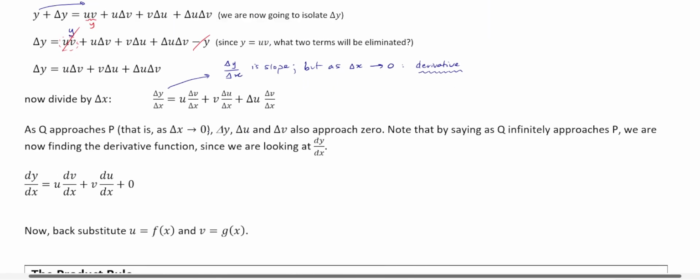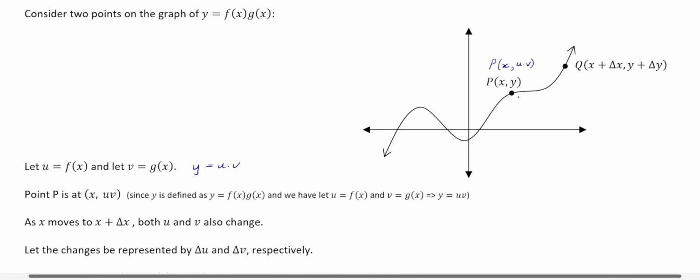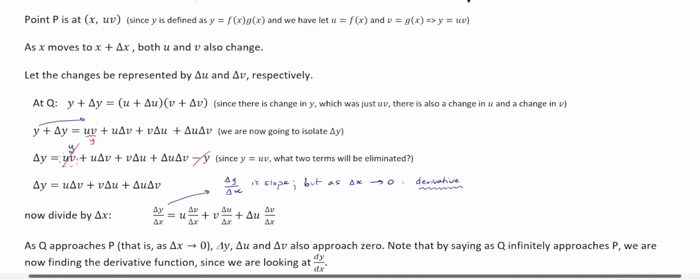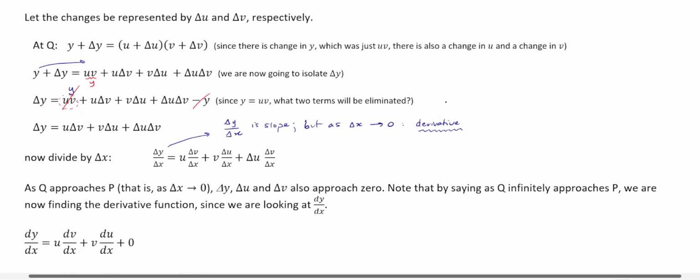Delta x goes towards 0. Okay, so again, we're bringing this point q very, very close to P, so that the secant line can become a tangent line, just like we saw in the previous unit.